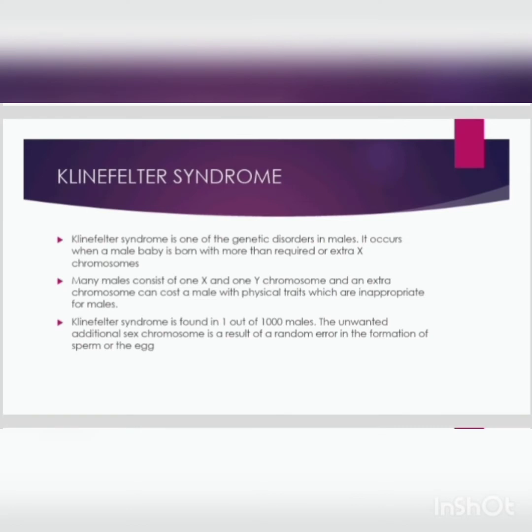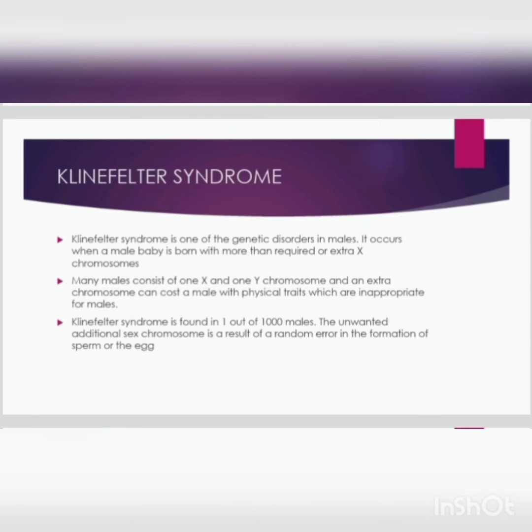The next topic we are going to discuss is Klinefelter syndrome. Klinefelter syndrome is one of the genetic disorders in males. It occurs when a male baby is born with more than the required number of X chromosomes. Many males consist of one X and one Y chromosome, and an extra chromosome can cause a male to have physical traits which are inappropriate for males.